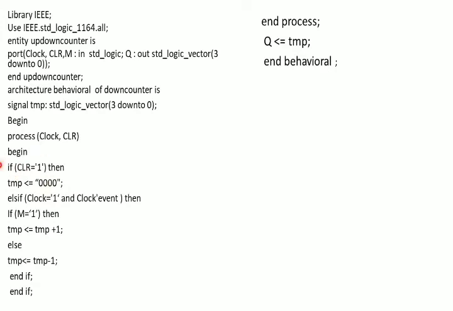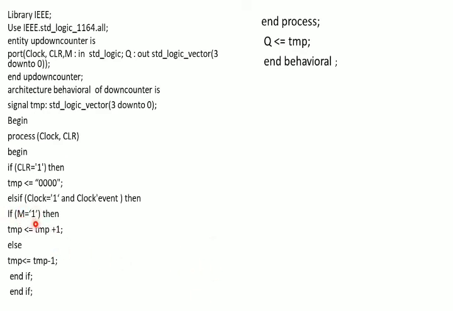Else, if this condition is not satisfied, we'll see whether there is a clock event or not. That means if clock is 1 and there is an event on the clock, which is switching from 0 to 1 or 1 to 0, then we have to check whether M equals 1 or 0. If M equals 1, it indicates that we have to go for up counting. So it is written as if M equals 1, then temp is less than or equals to temp plus 1. So it will start to add from 0 plus 1 as 1, until it reaches 15, so that the total combination will be 16.